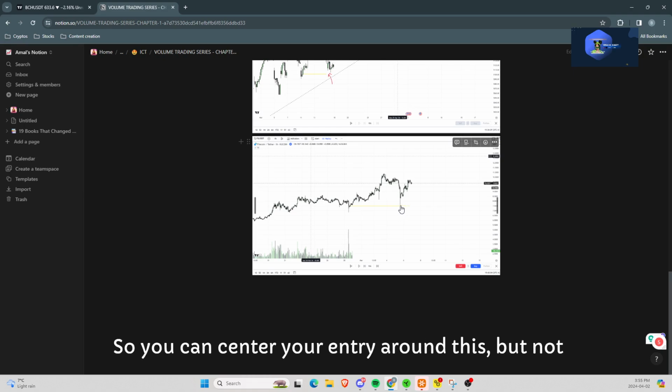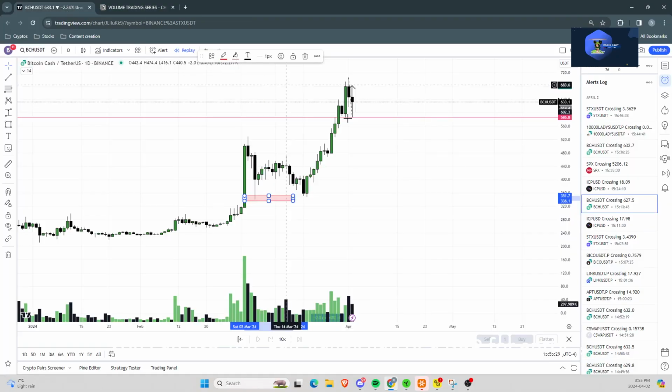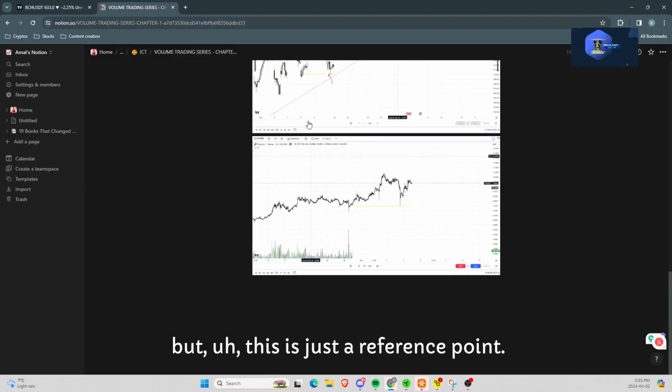So you can center your entry around this, but not exactly on that area. You can use fair value gap or a BPR for entry, but this is just a reference point.